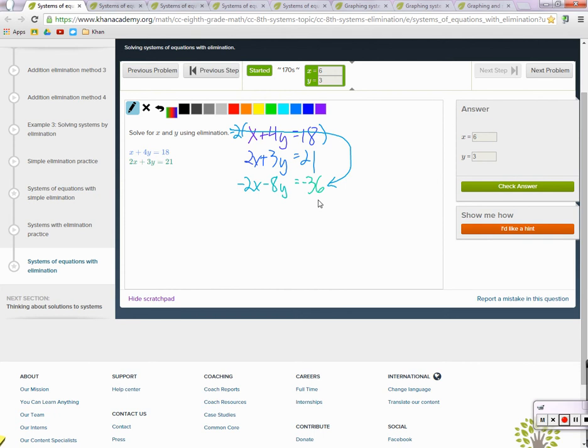That would eliminate one, the 2x. By doing what? Well, they're opposite from each other. How is it that they cancel each other out? They're opposites, so they cancel each other out when we do what with them? Add them together. We're adding both sides. So we're adding this stuff to this stuff and this stuff to this stuff.